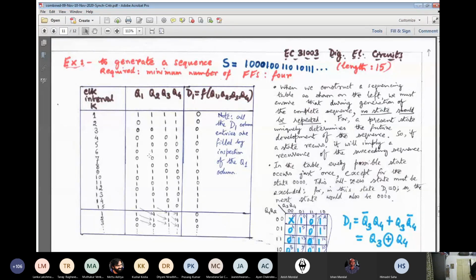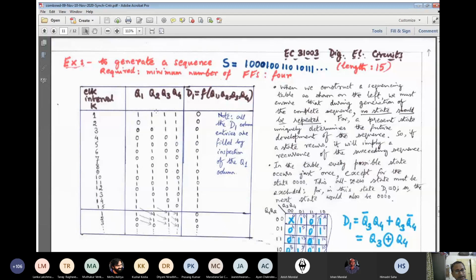We have to see whether any of the 15 states have repeated here. If it repeats, then you have to increase the number of flip-flops from 4 to 5. So how? When you construct a sequencing table as shown on the left, we must ensure that during generation of the complete sequence, no state should be repeated. A present state uniquely determines the future development of the sequence.